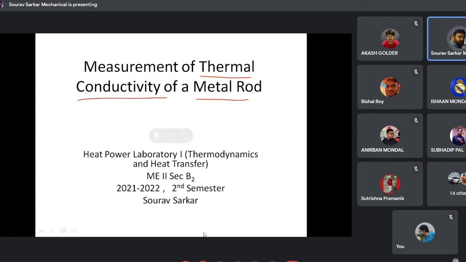Yeah, I understood. There is a metal rod and you have measured the temperature at different locations. That we can do. Sir, if the rod is cylindrical and if we somehow coat it to insulate it, then at one end we will apply heat input and we will measure the temperature at the other end.